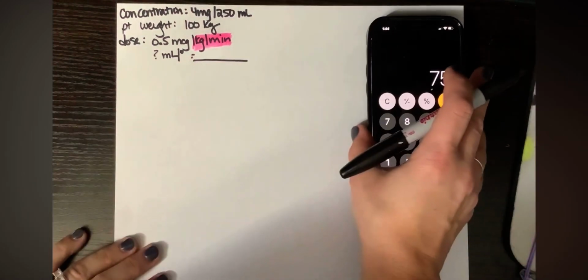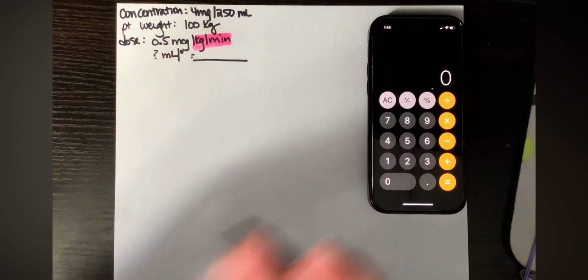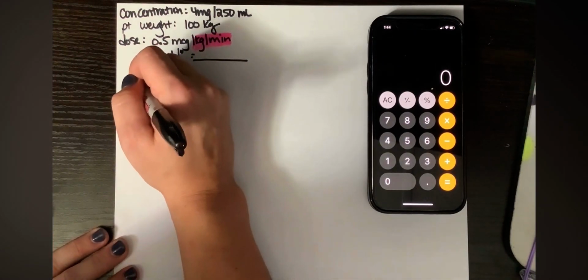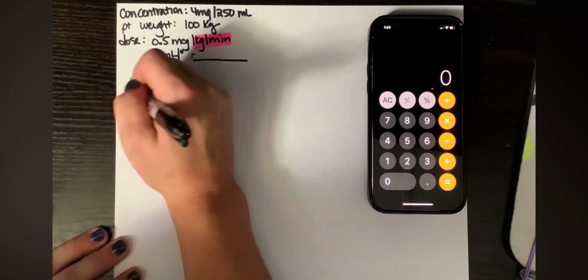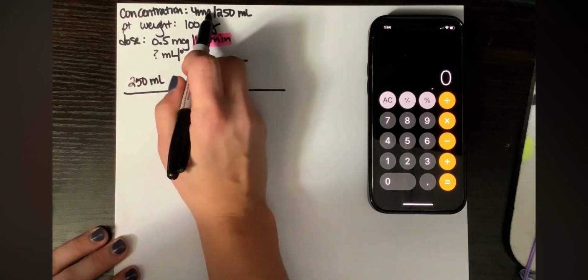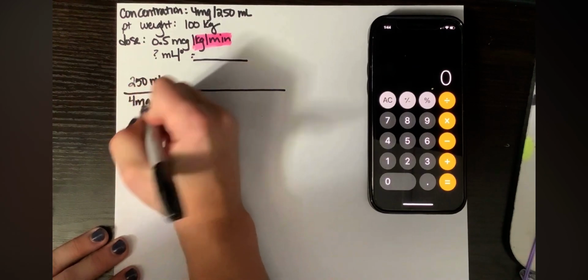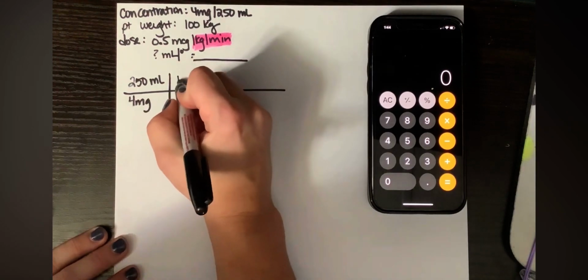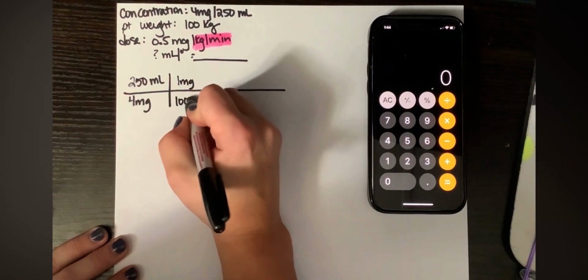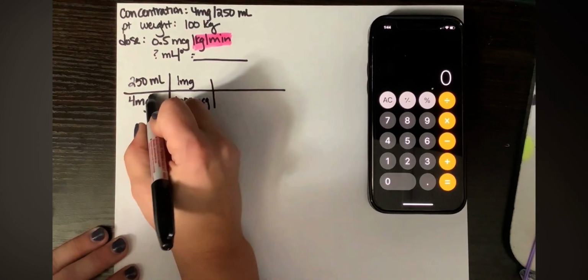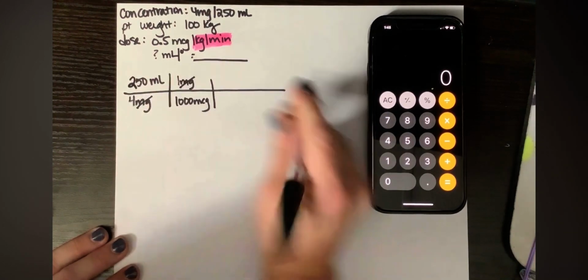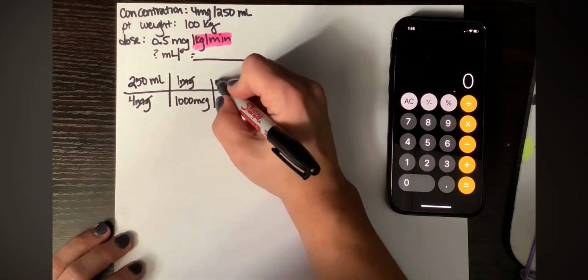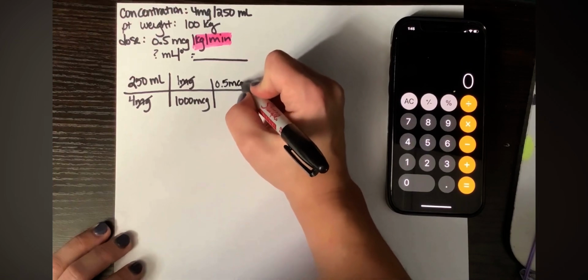What we know is that with dimensional analysis, we start where we want to end. So we want to end at mLs per hour. So we start with 250 mLs, and what's in 250 mLs is 4 milligrams. So 4 milligrams, we need micrograms. So 1 milligram is 1,000 micrograms. And it always helps me to just cross everything out as I go along. So 1,000 micrograms, we can get rid of mics using our 0.5 micrograms.